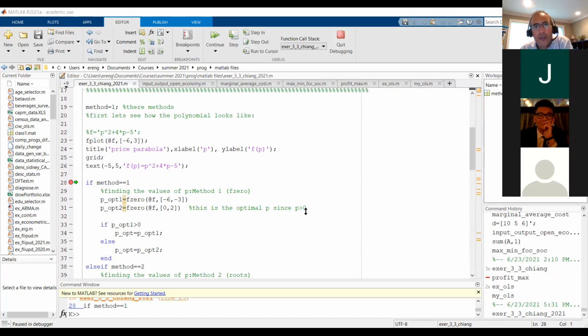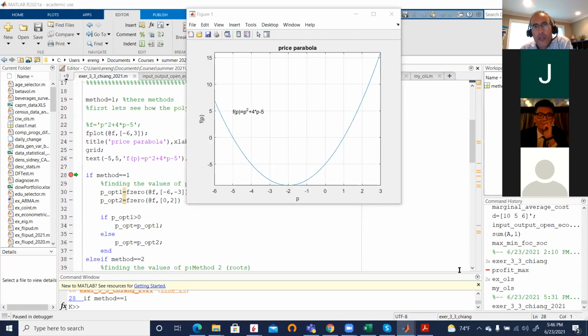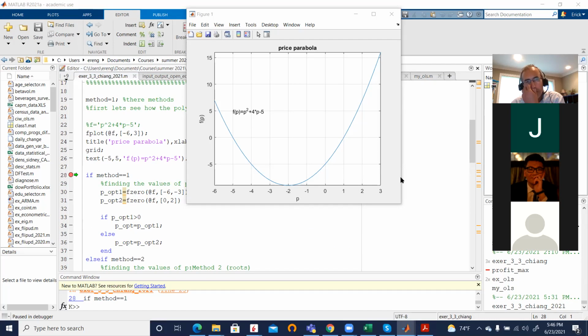You don't see my screen. Wait a second. Do you see the result? So remember, fplot works with functions. So it's plotting p squared plus 4p minus 5. And then you see that this is like a parabola like that, right?